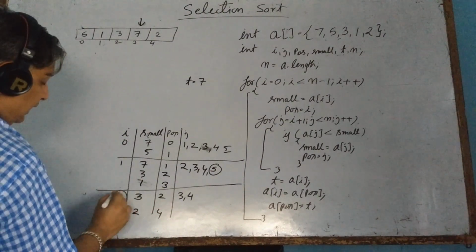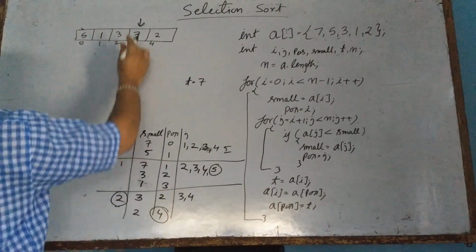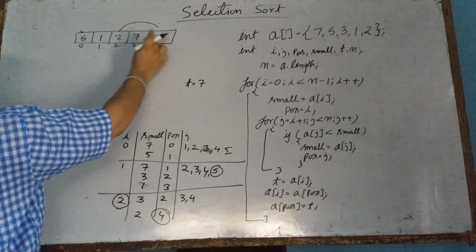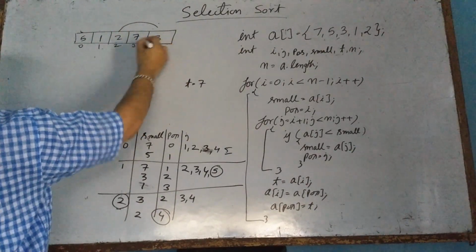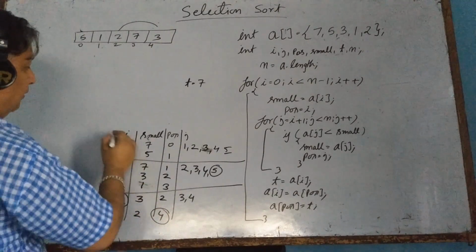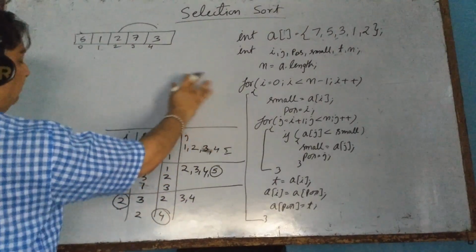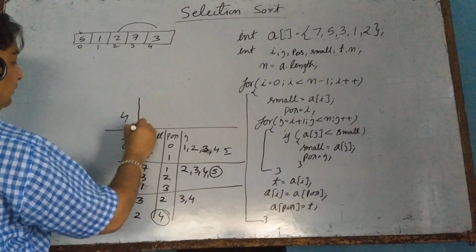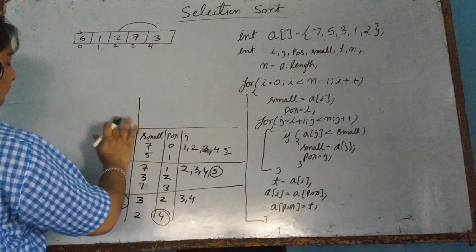So now the values at I and POS will change. These two values will change. And here 2 will come and here 3 will be there. After that, the ending curly bracket is found. Value of I becomes 3.